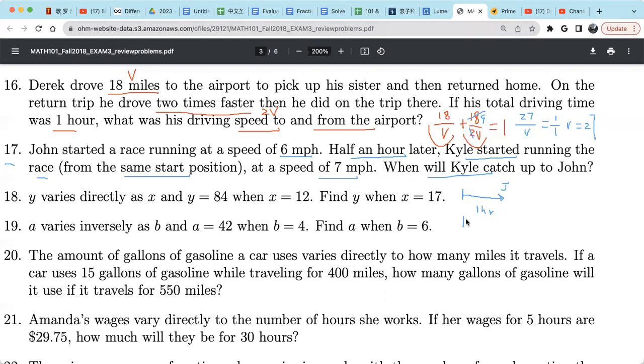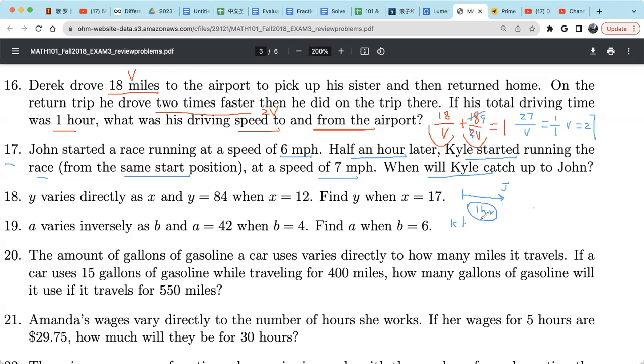So Kyle started later. The difference is in time. So if we want to make an equation with time, we can find the time. So when will Kyle catch up to John? The rest of the time is the same. The distance will be the same when he catches up.